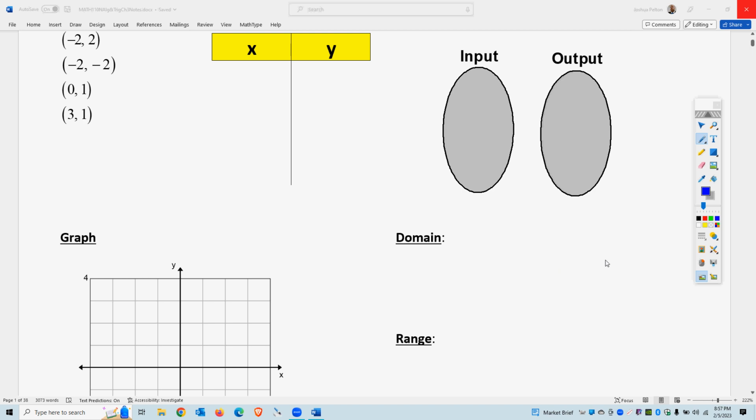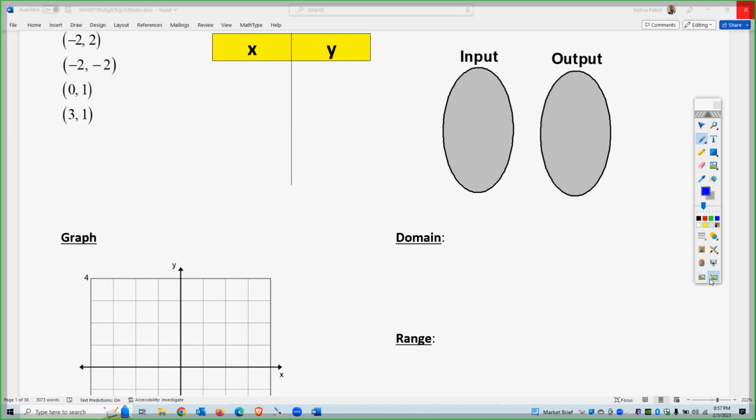So domain and range is similar to the input-output mapping. Again, you don't repeat the values. So the input values, the domain, are -2, 0, and 3. And the range is -2, 1, and 2. Right? Or essentially the x and y values.